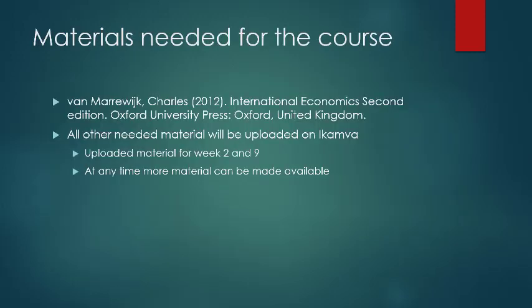So, what book are we using for this course? This is the main book you need for the course. The Van Marrewijk book by Charles, International Economics. I don't think you can get past this course without this book. The textbook might not have the calculations, which will appear in the tutorial, so your tutorials will be important. They will have questions that the textbook doesn't deal with.